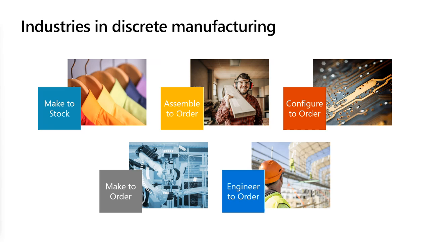A good example for engineer to order are building construction and bespoke machineries. These are only examples for the industry. In reality, a single customer will incorporate multiple strategies into their production processes, whether it is for different items they offer or different components in the same item.